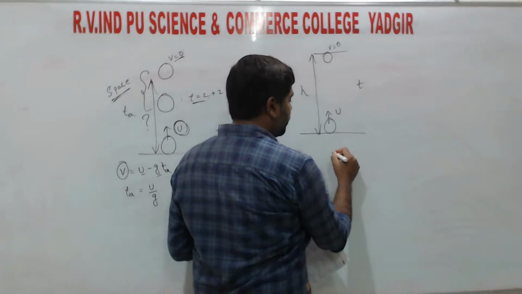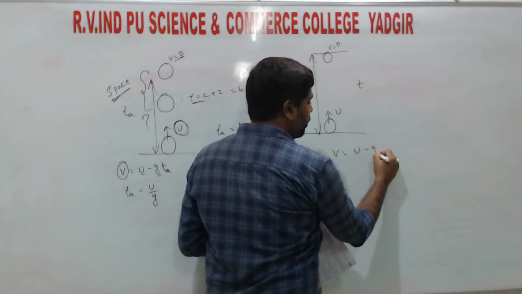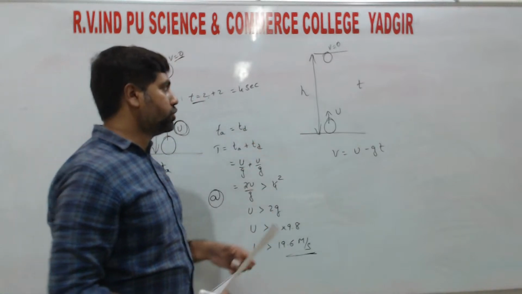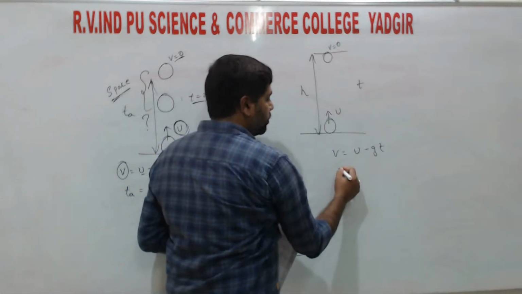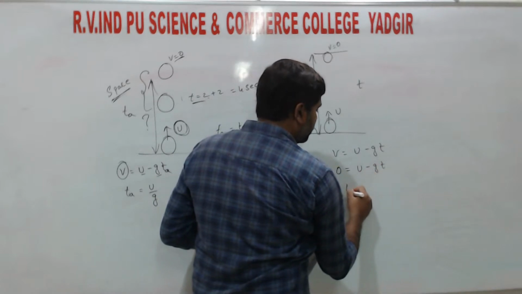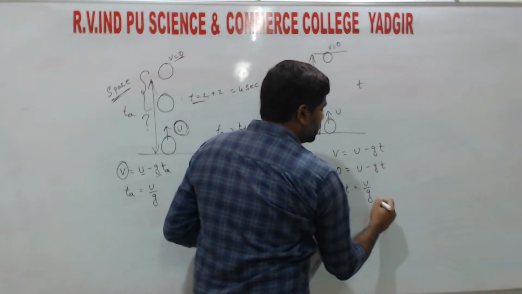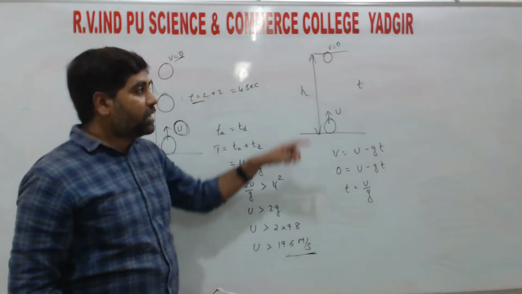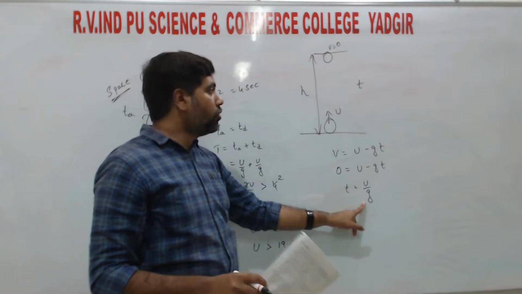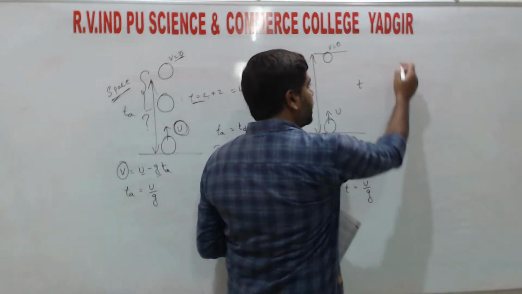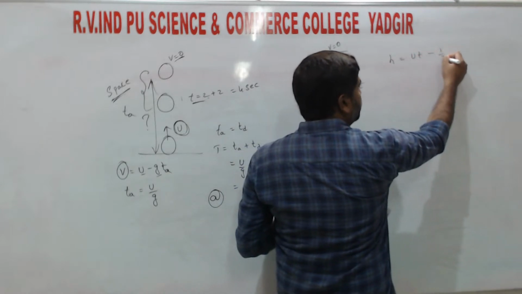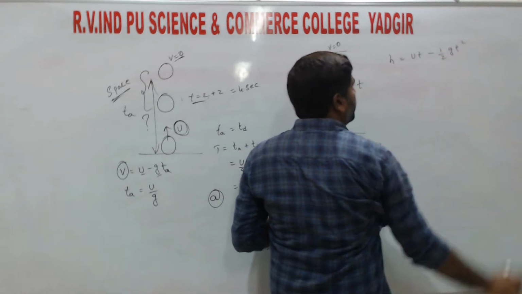Again, by using the same relation, v is equals to u minus gt. Why minus? Because it is vertically upward motion, right? So v becomes 0, that is equals to u minus g into t. So t is equals to u by g, right? So the time needed to reach the maximum height is u by g. So what do we need to find out? h, right? So again by the equation, h is equals to ut minus half gt square, right?